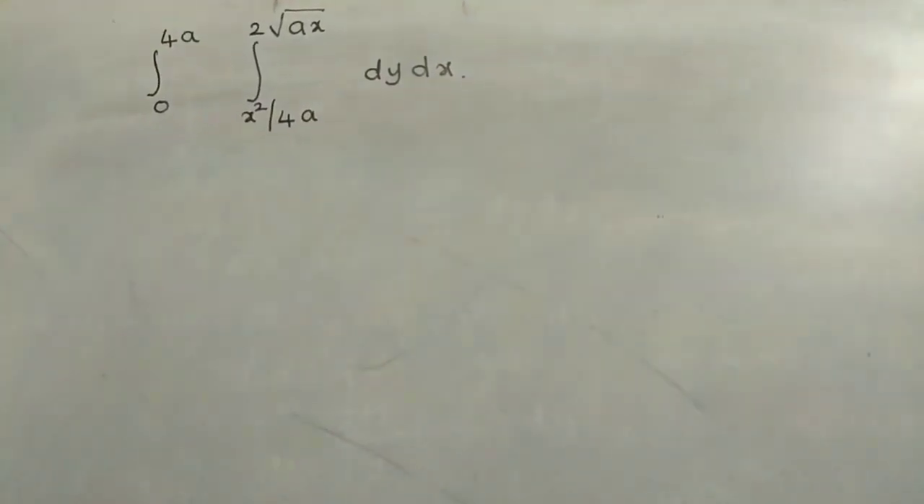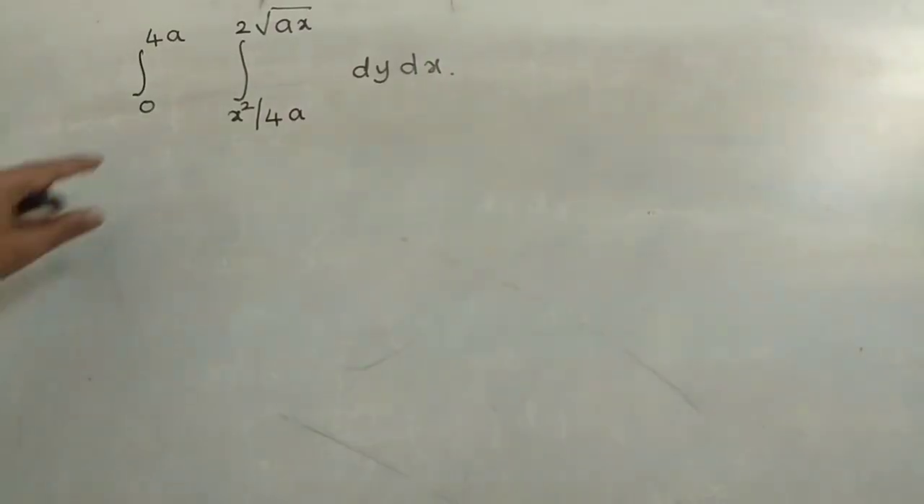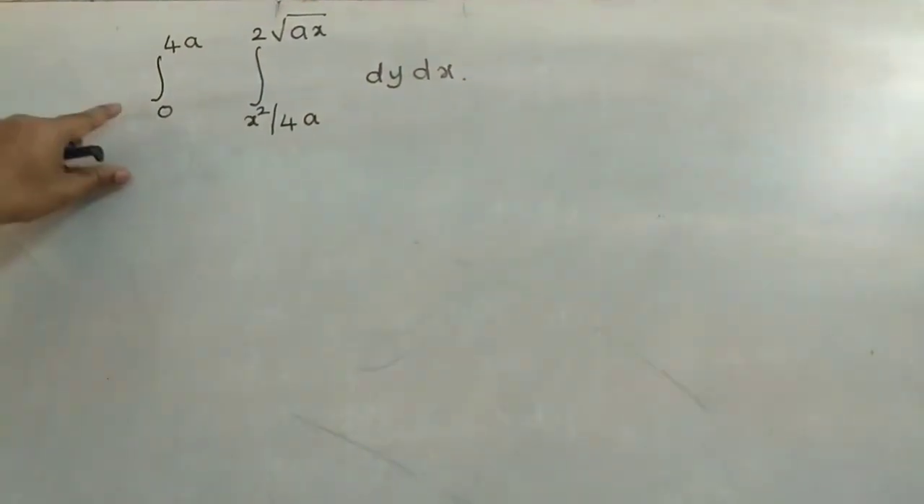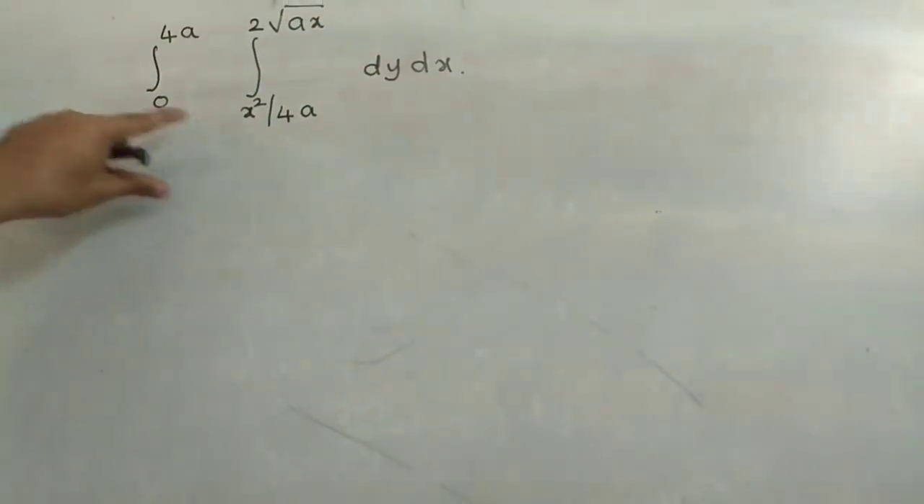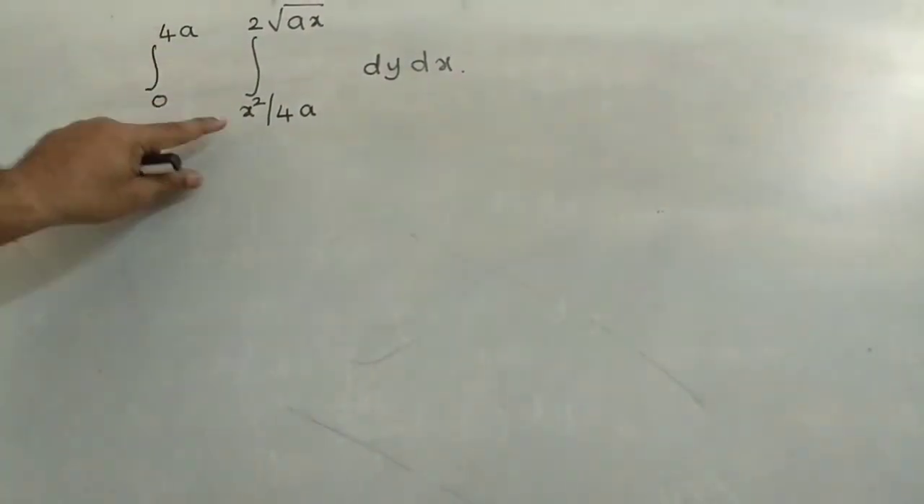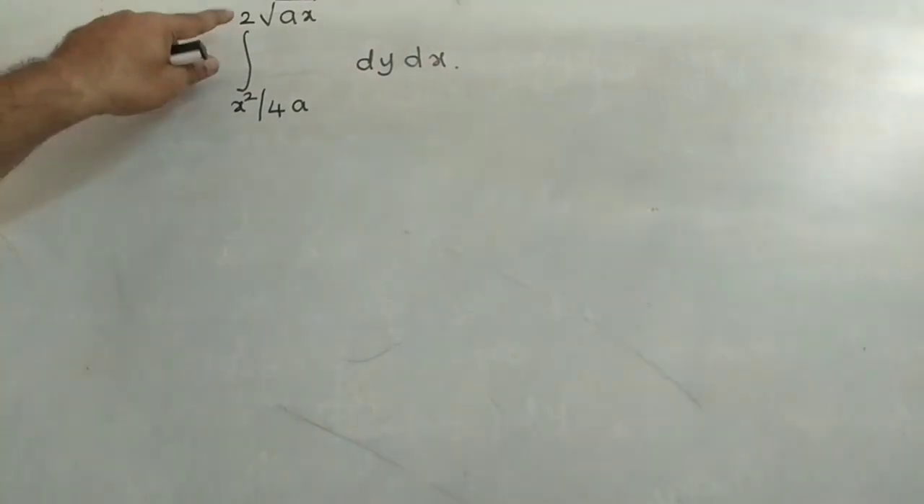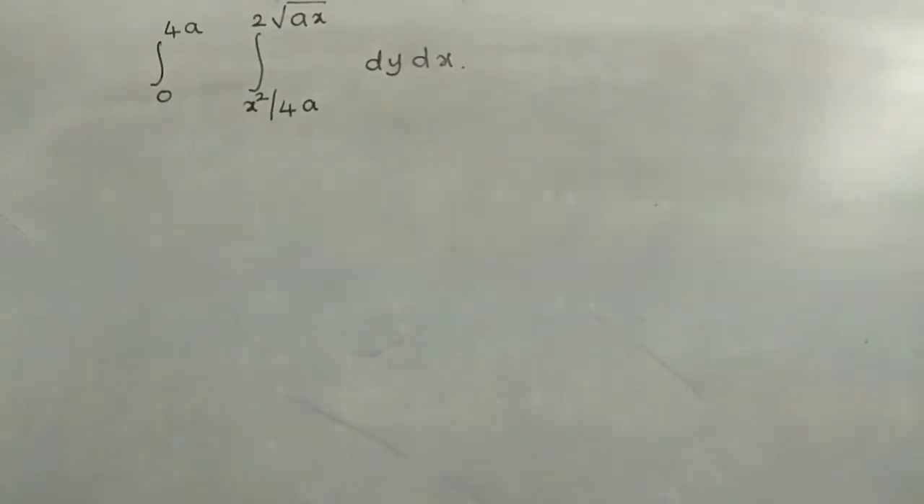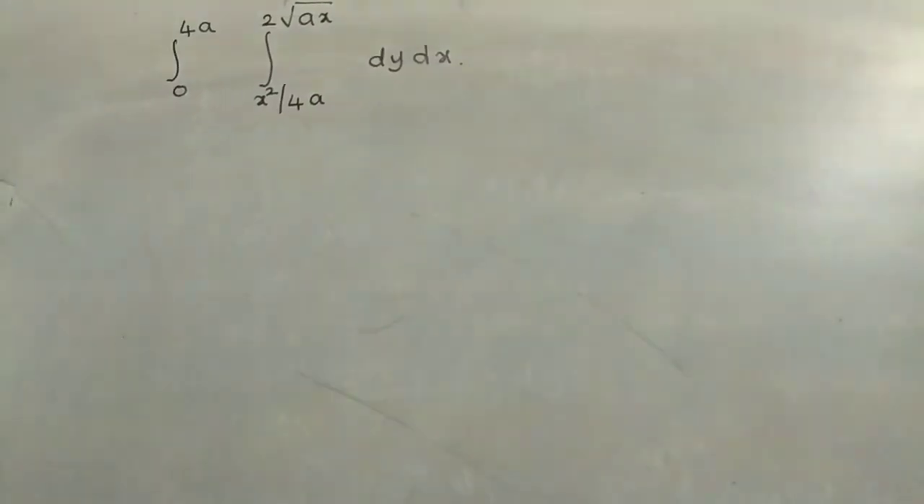Now let us take one more important problem. You are calculating this integral value by changing the order of the integration. So the problem is the double integral from 0 to 4a, and x square by 4a to 2 root ax, dy dx. Here I am using the change of order of integration.